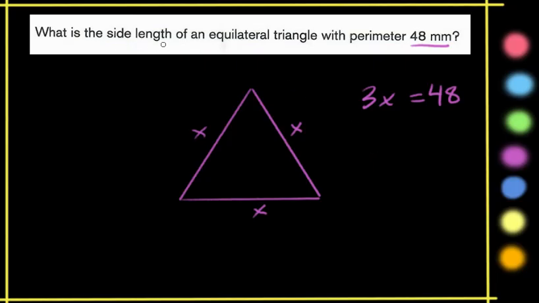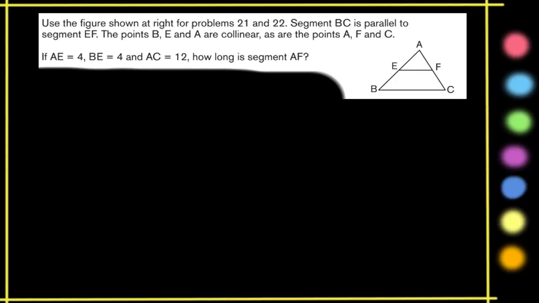Let's see. What is the side length of the equilateral triangle? Okay, so they want to know the side length, so that's x, so we just divide both sides by 3, and we get 16. All right, so that's our final answer on this one. Okay, not too bad. Let's take a look at this one.